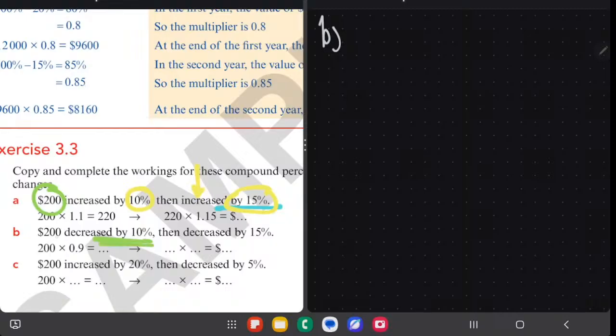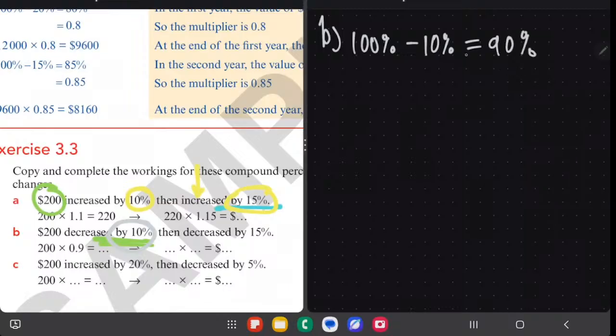So you're going to see first you decrease by 10. Before you multiply, don't worry about the 200. We'll come to it. You decrease by 10%. So I want to know, what will I multiply by if I decrease by 10%? You will say 100% minus 10%. You will get 90%.